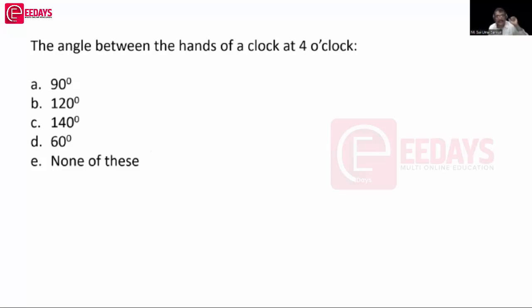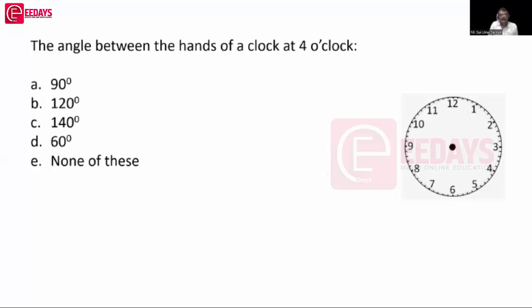Next, the angle between the hands of a clock at 4 o'clock. See, at 4 p.m. or 4 a.m., whatever it is, what about the minute hand? Minute hand shows 12. And what is the hour hand? Shows 4. Now, what we require is this angle.